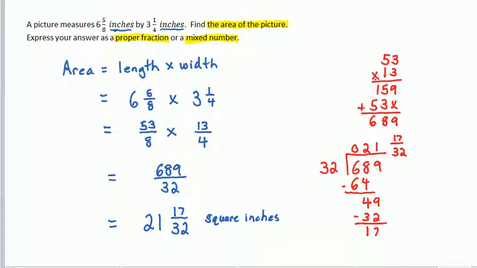Now I want to call your attention to a couple things here. Improper fractions, provided that they're simplified and there's no common factor, are perfectly acceptable answers. However, in this case, where it said our answer had to be a proper fraction or a mixed number, we did have to in fact do that division to convert our improper to a mixed number. Not something we always have to do, but something we had to do here. Okay, hope that helps.